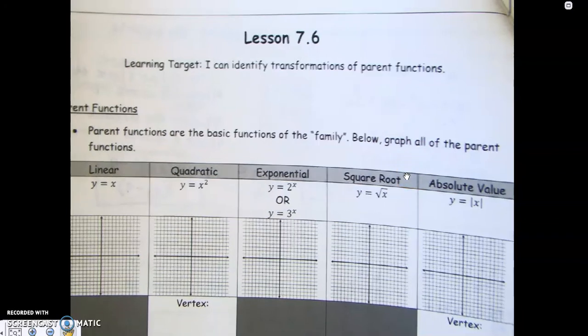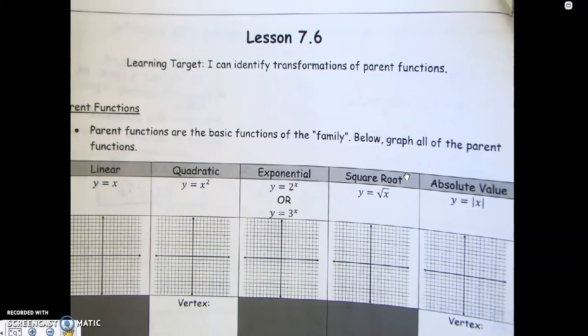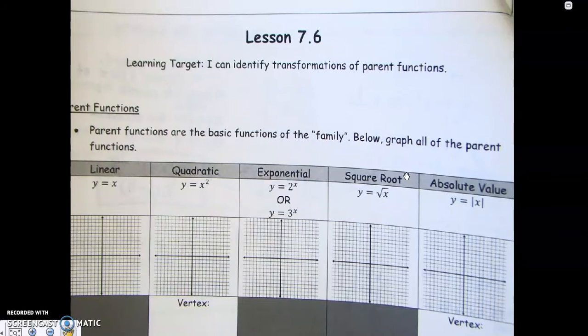Okay, so for this lesson, you will definitely need a graphing calculator. It will help you to graph all of the functions. So today's lesson is actually going to be broken up into 3 parts over 3 days, or you can choose to do it all at once. It's kind of up to you.